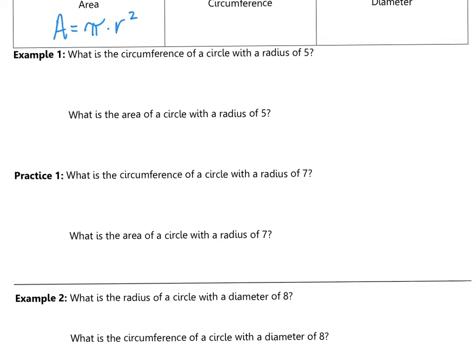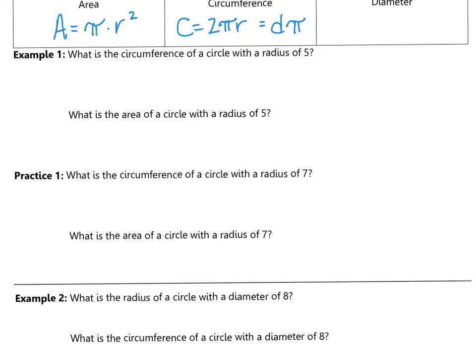For circumference, we actually have two different formulas. A lot of you are familiar with 2 pi r, so that's 2 times pi times the radius. However, you can also use diameter times pi. It really just depends on what you're given in each problem. So we'll talk about when to use which one in just a little bit.